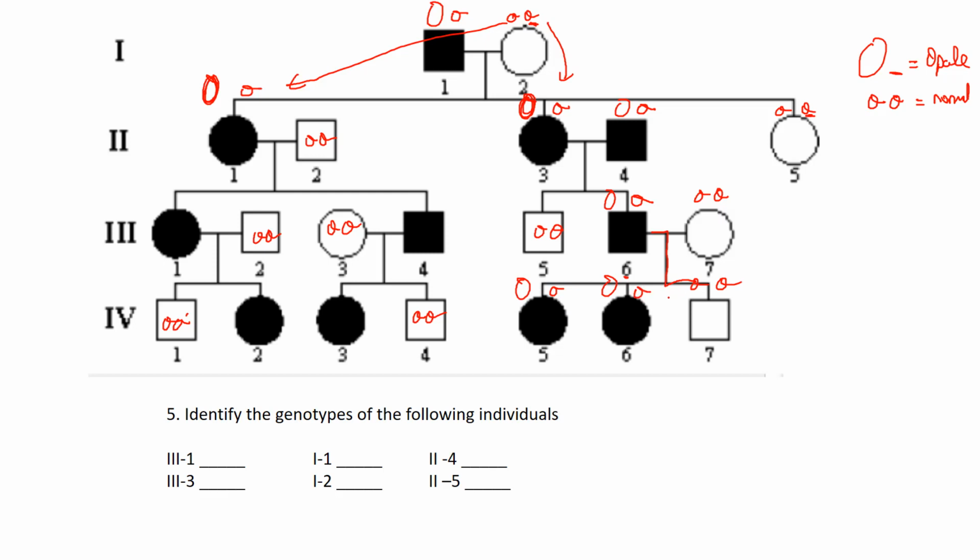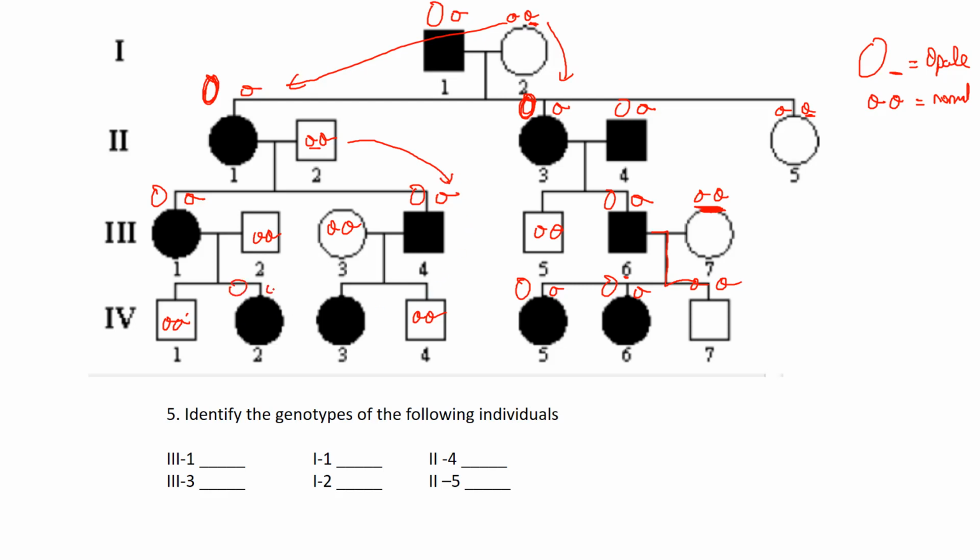They all have a big O because they have O pale, but their mom is normal here. So all she could have contributed in her egg was a normal recessive little o allele. And we can just systematically keep going through all of these here. Same with this one, right? Because they had a recessive, and their father was recessive normal.